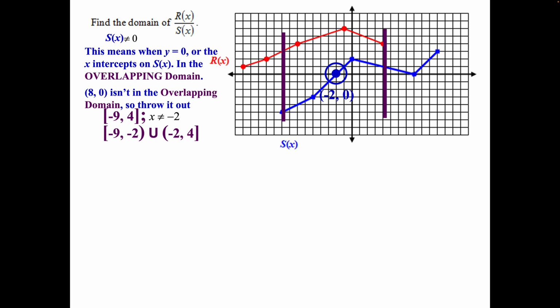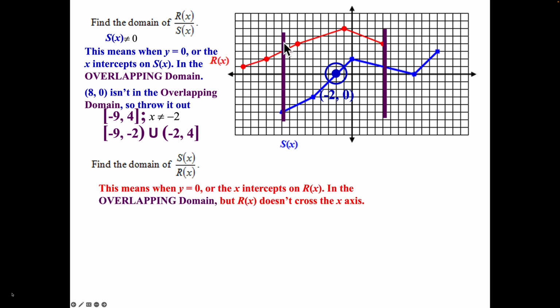Everybody agree? Take a deep breath. I need the overlapping area region no matter what. Then whoever's in the denominator, I'm looking for an x-intercept. Now, if we switch this around, let's say we go s of x over r of x. I'm still overlapping. But look at my r of x graph. Does it cross the x-axis? No, it doesn't cross the x-axis anywhere. So then there's no restrictions to worry about. It's still the overlapping domain, bracket -9, 4 bracket.